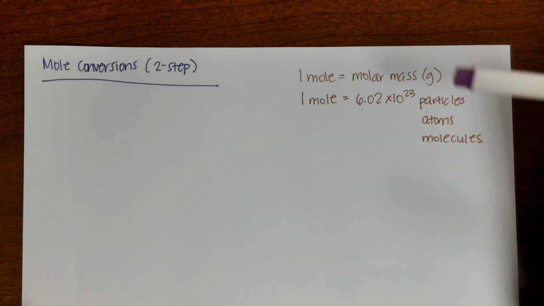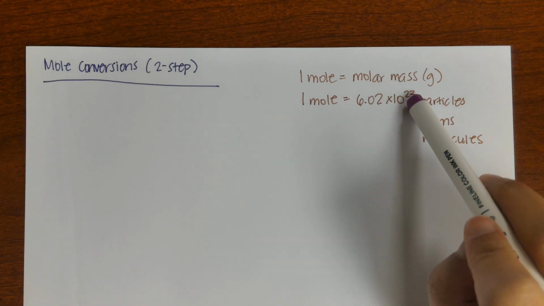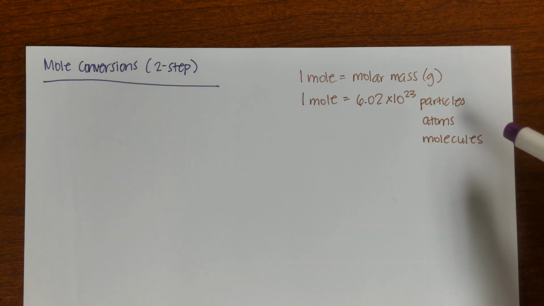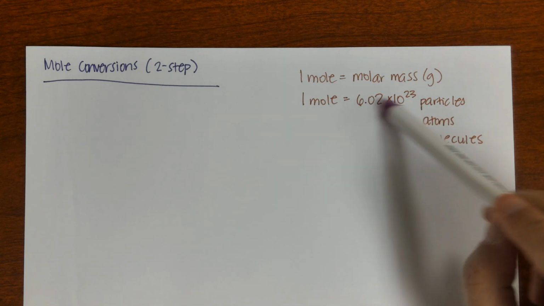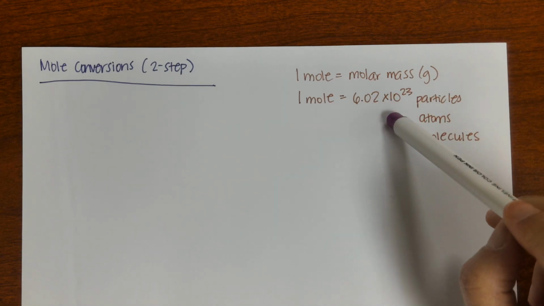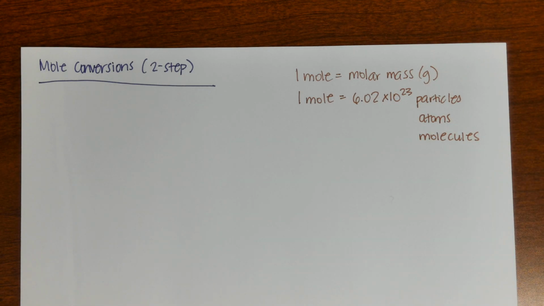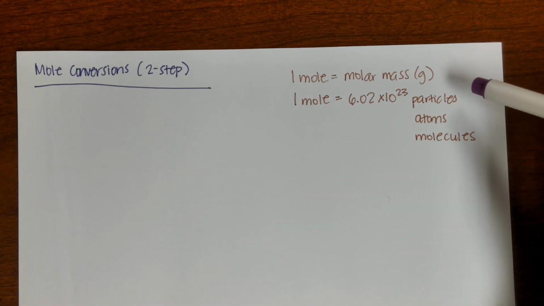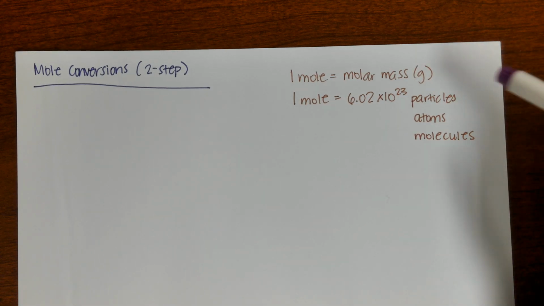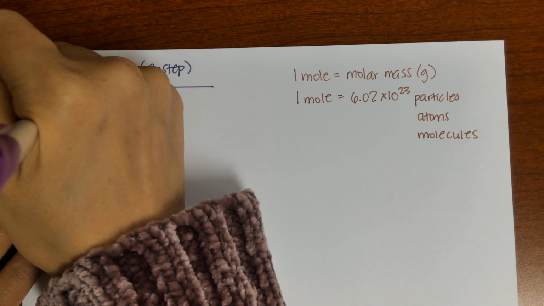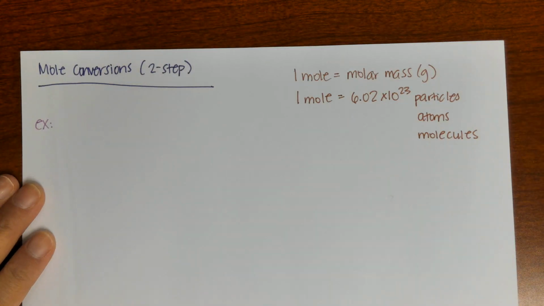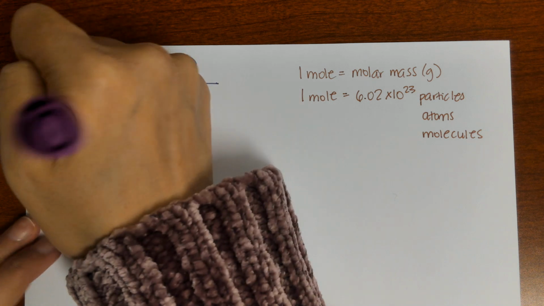As a reminder, 1 mole equals the molar mass of whatever element or compound we're working with, and also 1 mole equals this standard number, the Avogadro number, 6.02 times 10 to the power 23. And whether it's particles, atoms, or molecules, they're always associated with the Avogadro number. So we're going to go ahead and get started with our first example.